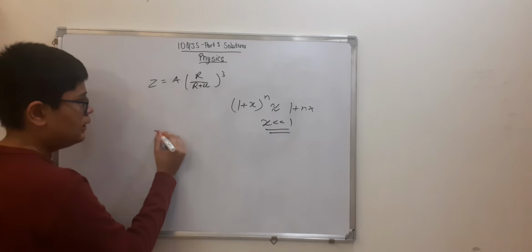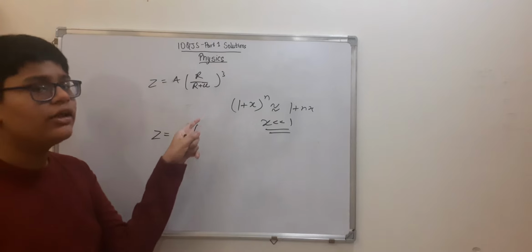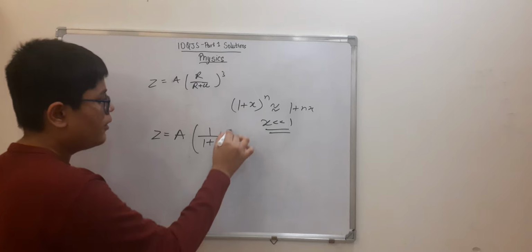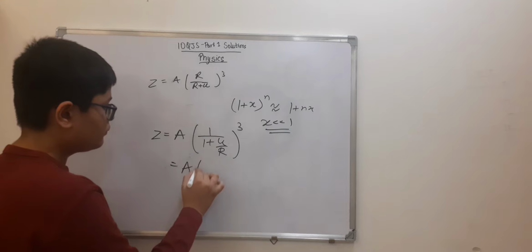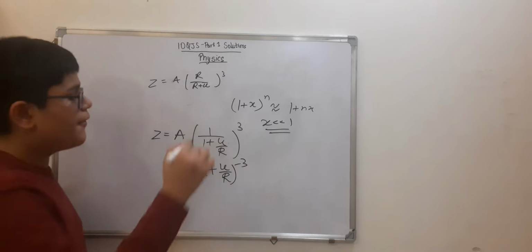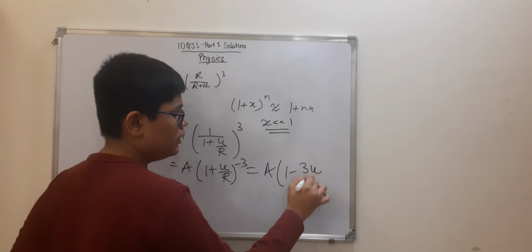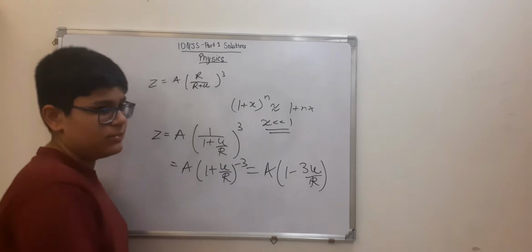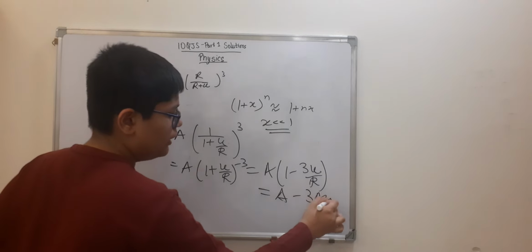So we can use that z is equal to a into, we can divide both the numerator and the denominator by r. So we will get 1 by (1 + u/r) whole cube, right? This is nothing but (1 + u/r) raised to the power minus 3, which is equal to a into (1 - 3u/r) by the binomial approximation. This is equal to a - 3au/r.